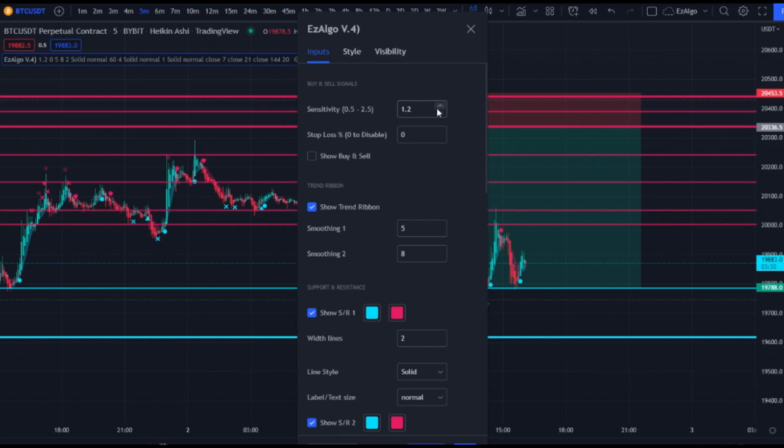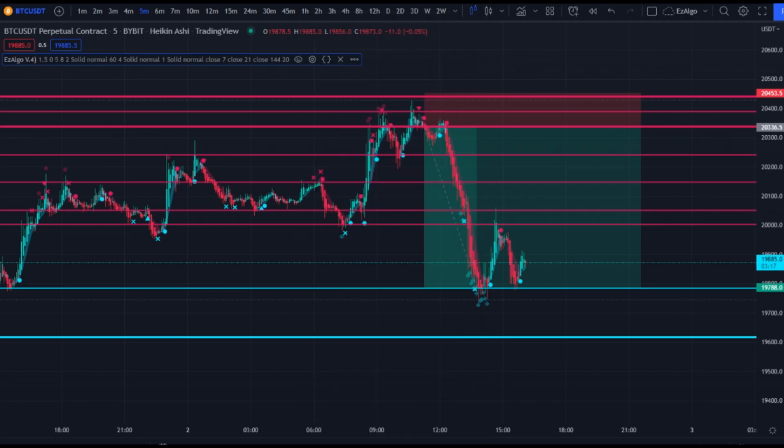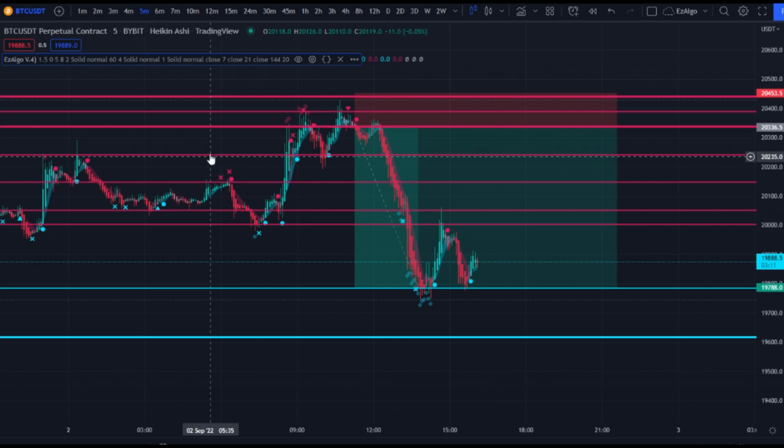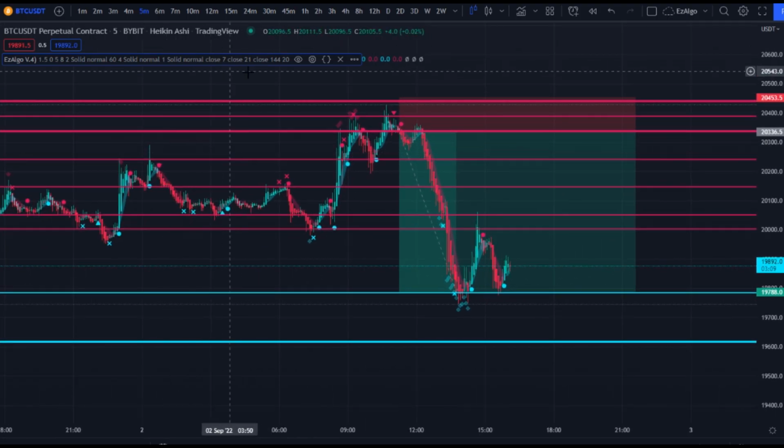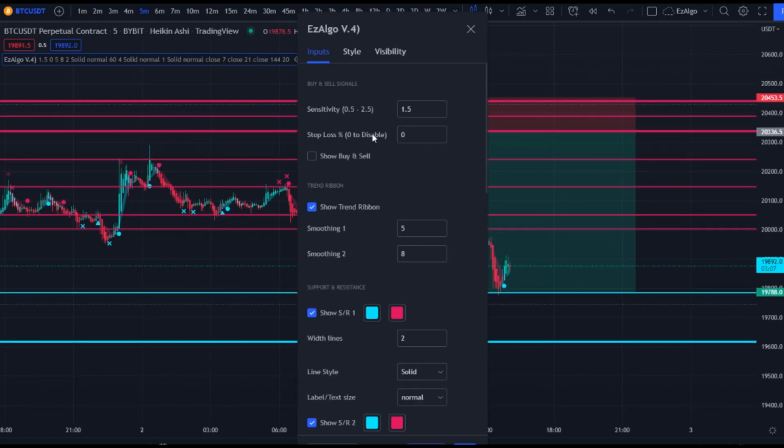So my sensitivity is usually somewhere between 1 and 1.5. It doesn't really matter because what we're doing is using the EzAlgo buy and sell signals as confirmation. Now, like I said, you can use it as a basis for entry if you're at an EzAlgo support level, right? Like the 1.5 is probably what I recommend. And that's the standard sensitivity. So if you're new, I wouldn't even really mess with the sensitivity that much. Set it to 1.5 on really any time frame.